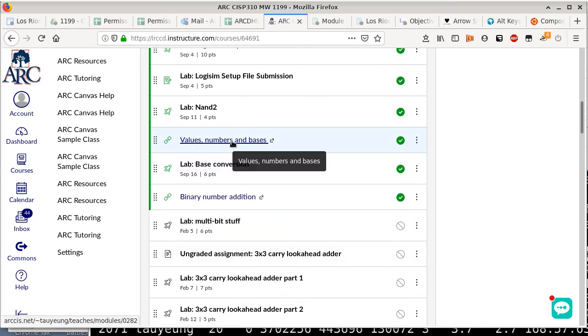So we are basically done with this module. The values, numbers, and bases module is done. I talked about all the concepts. The equations and expressions, they're all in here already. Okay, so there's no need to massively copy stuff. We're now moving to binary number addition.